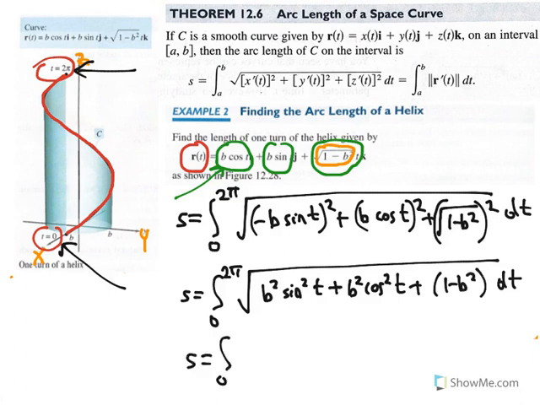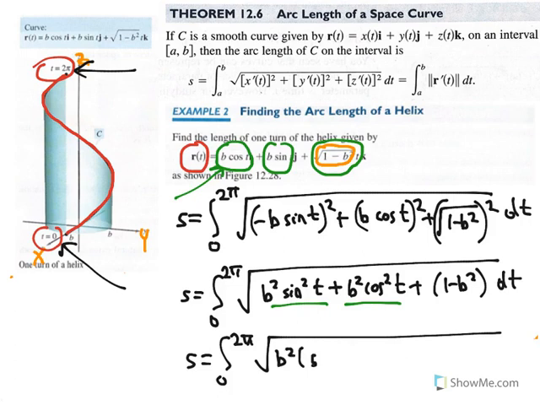So the next step is to further simplify the integrand. And one thing that you can see right here is that these two terms in the radicand, they have a common factor of b squared. So I can factor out b squared. I'll be left with sine squared t plus cosine squared t plus 1 minus b squared dt. And one thing that I know is sine squared t plus cosine squared t is 1 by the Pythagorean identity, so I can replace that with 1. And when I do that, I just get b squared times 1.